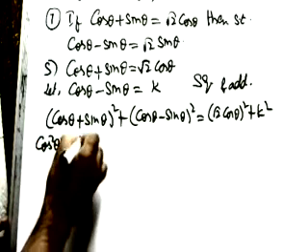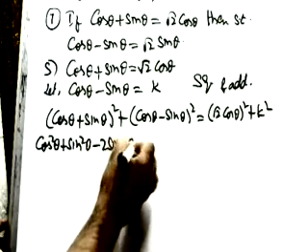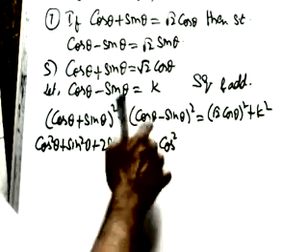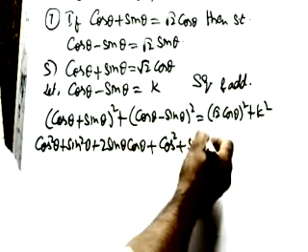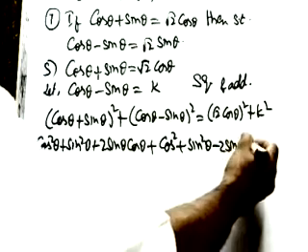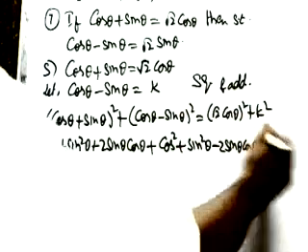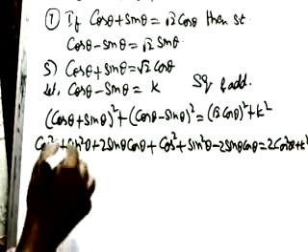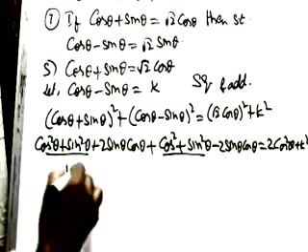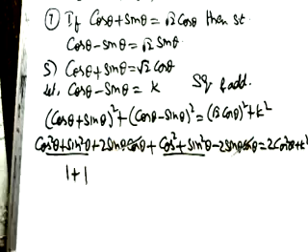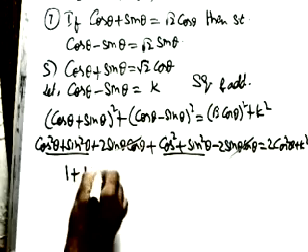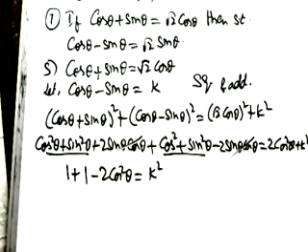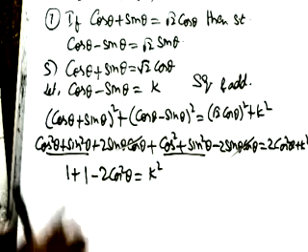Now a plus b whole square is a square plus b square plus 2ab, that is 2 sine theta cos theta. And a minus b whole square is a square plus b square minus 2ab, that is minus 2 sine theta cos theta. The root square will get cancelled, leaving 2 cos square theta plus k square. Now cos square theta plus sine square theta is 1, and plus 2 sine theta cos theta minus 2 sine theta cos theta cancel. Bring this 2 cos square theta here, it will be minus 2 cos square theta equals k square.